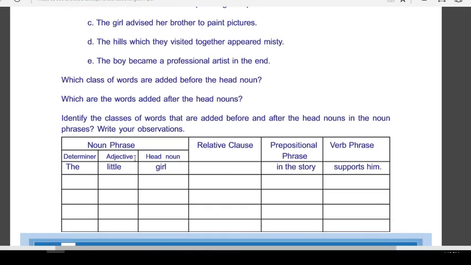Here you can see a table. The table is divided into 4 columns, including noun phrase, relative clause, prepositional phrase, and verb phrase. Here the noun phrase is again divided into 3. They are determiner, adjective, and head noun. Shall we go through each of them in detail?